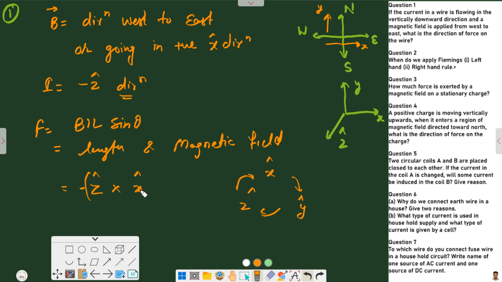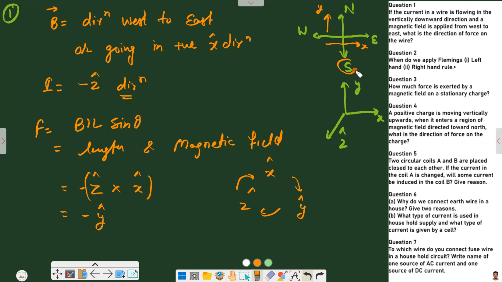We can add a bracket here. When you go z to x, you are going clockwise, so you will get y, and there is a minus, so the force will be in the minus y direction. Minus y means south, so the force will be acting towards the south direction. Now this is using our mathematical method.